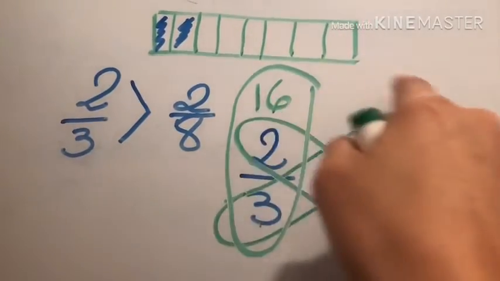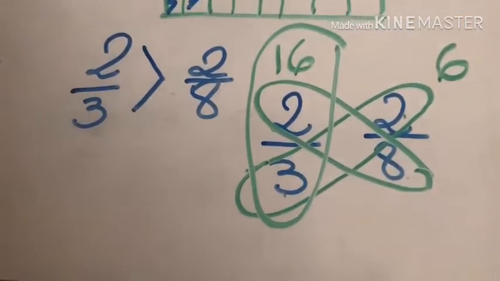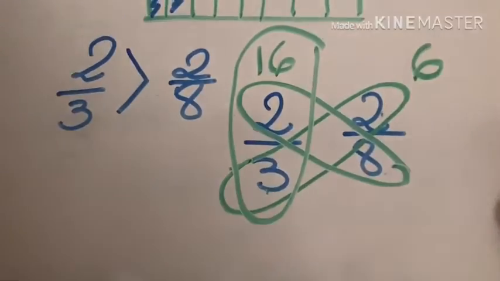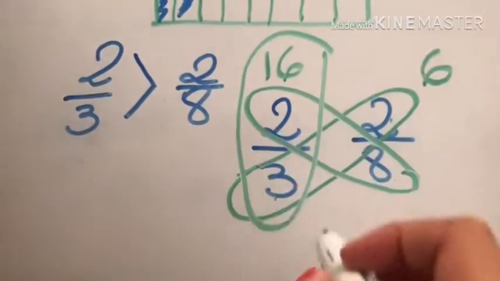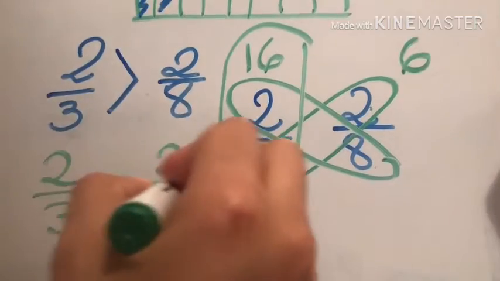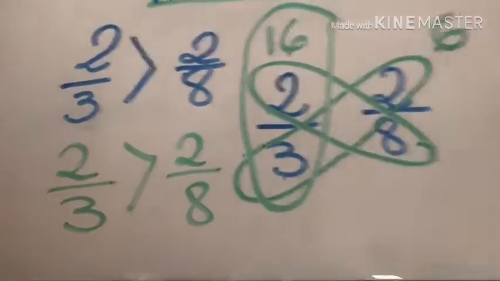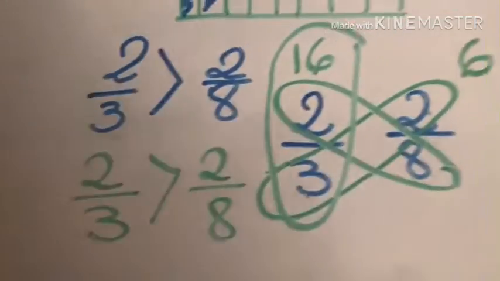Which fraction is bigger? It is the one that has the bigger number, the higher number on top. So which one, 16 or 6? 16, right? So by doing this, 2/3 is bigger, is greater than 2/8. So our answers are the same.